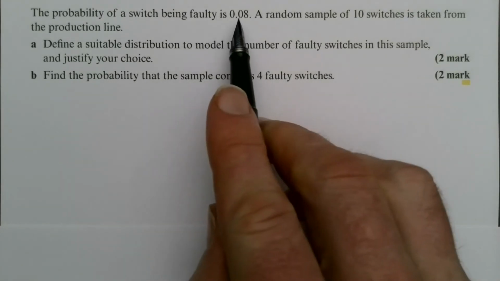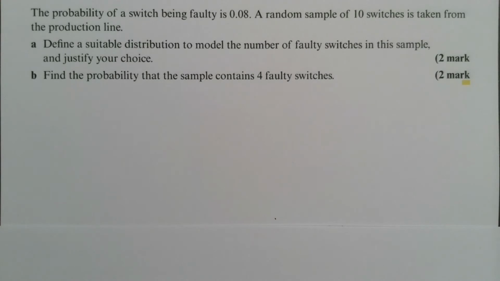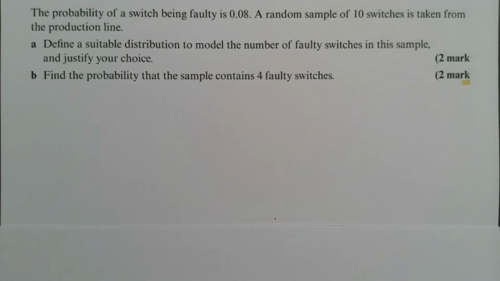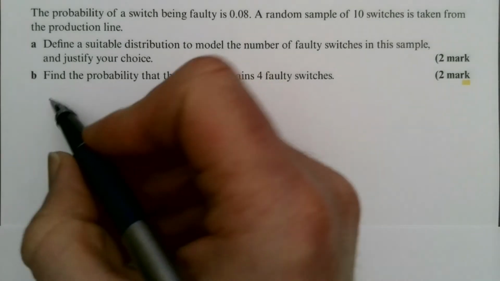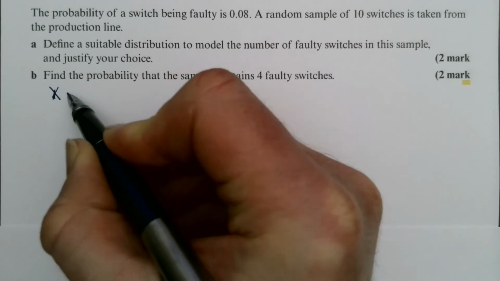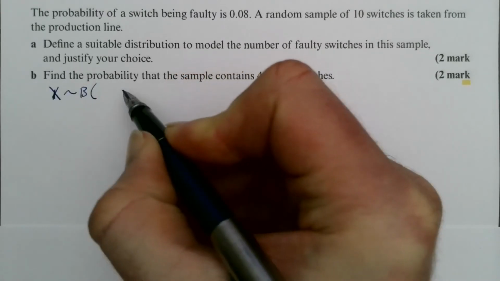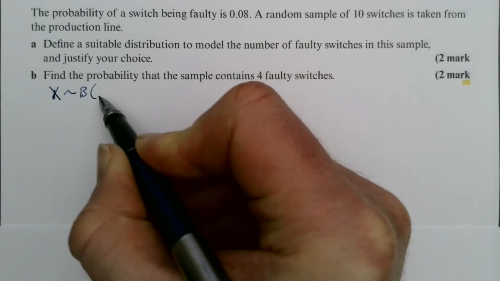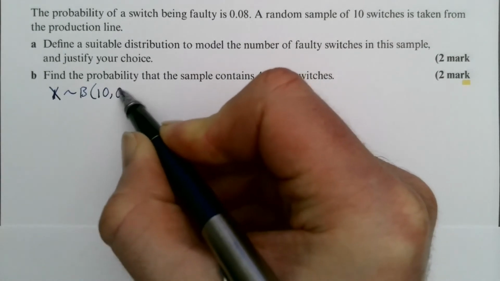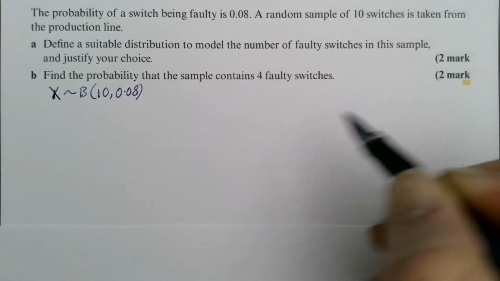So we've got the probability that a switch is faulty being 0.08, and we're going to have 10 switches that we're looking at. So a suitable distribution to model would be a binomial distribution, and we need to justify the choice. And we can say our binomial distribution would look like this, with the number of trials first being 10, the probability being 0.08.